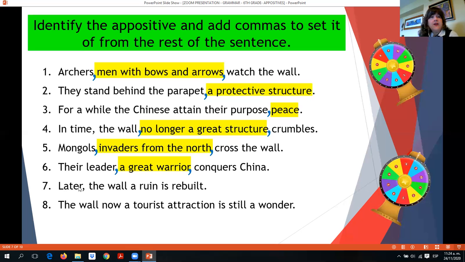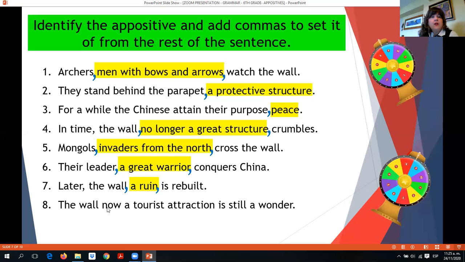Number 7, later, and here again we have a comma, okay? But this is not the appositive comma. Later, the wall, a ruin, is rebuilt. So what's a ruin? The wall. A ruin is the appositive that is describing the wall. So we put commas at the beginning and at the end, okay?